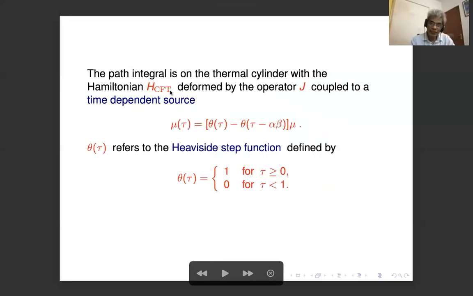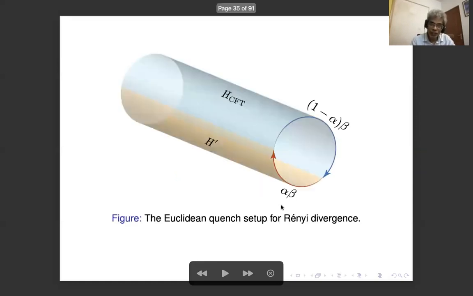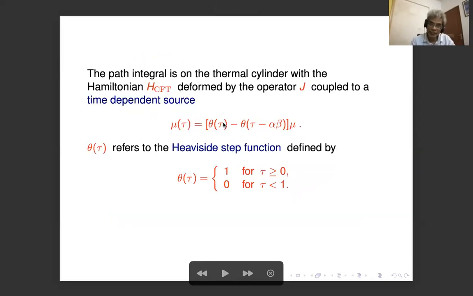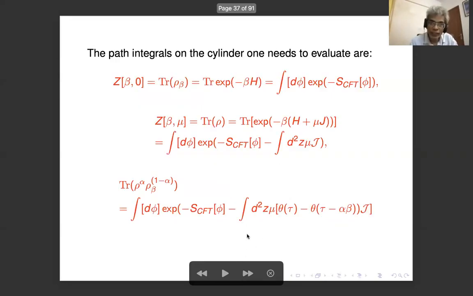So the path integral, this is in words, in equations again. The path integral on thermal cylinder with HCFT deformed by the operator J is basically you have to perform that. And the deformation is coupled, you can think of it as a time-dependent source, because the deformation is switched on for this Euclidean time and then switched off, which you can write as a theta function, which is turned on and then switched off. Okay, so it's a way of writing. So you switch on the Hamiltonian and then switch it off.